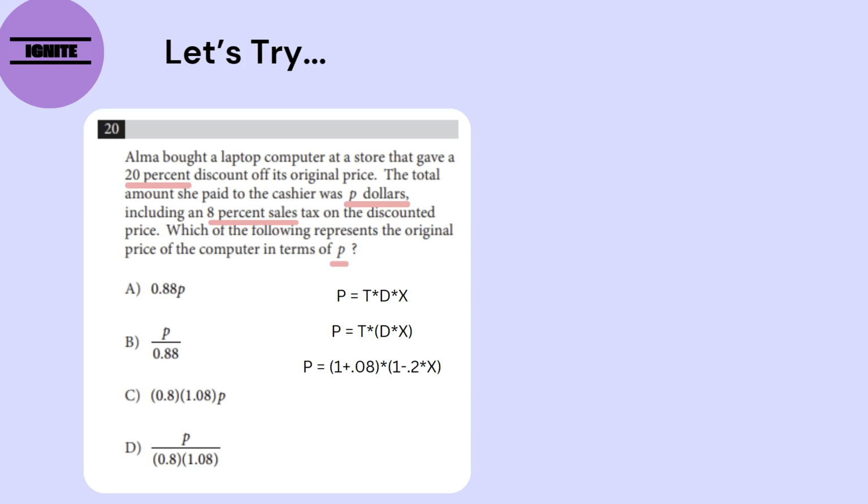Now, as we continue, we can input these values. We know that the sales tax was 0.08, so we're adding 1 to 0.08 to create an 8% sales tax, and we know the discount was 20%, so we're going to subtract 1 minus 0.2 and then multiply it by x. After that, we're just going to reduce these values, and at that point, we just need to set this x in terms of all the other variables. And when we do that, we get x equals P over 1.08 times 0.8. And this exactly lines up with one of our other data points, D.